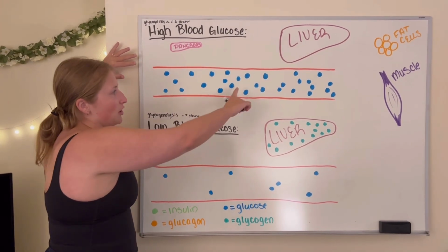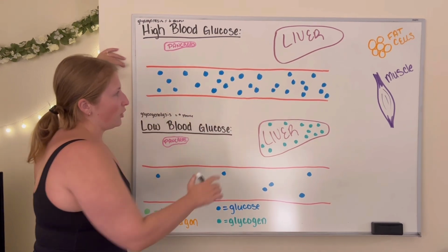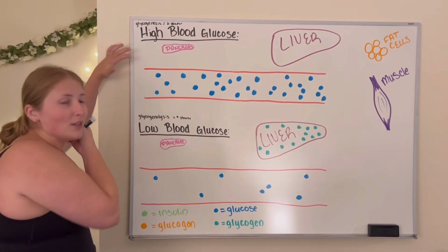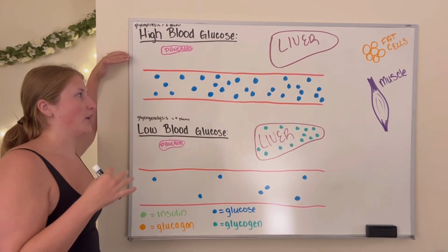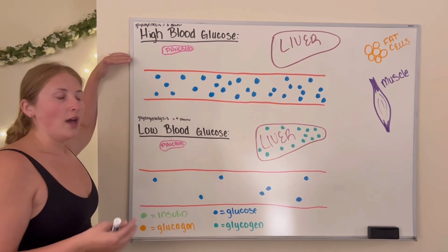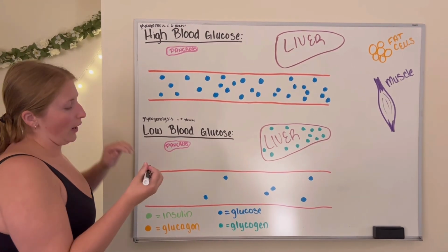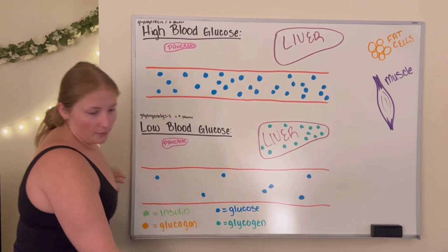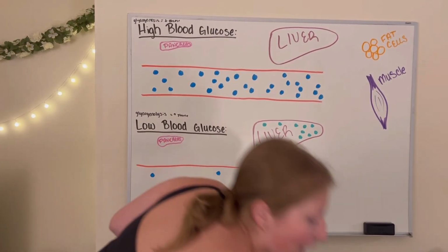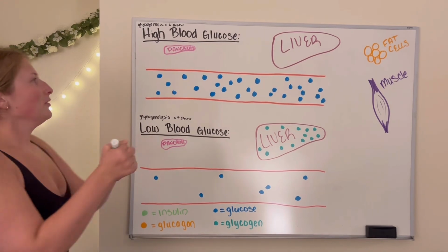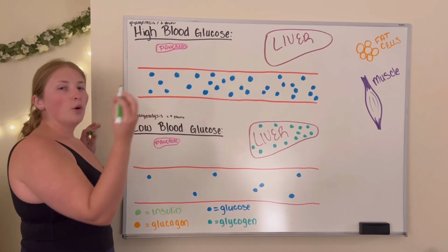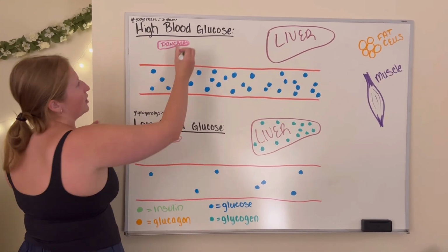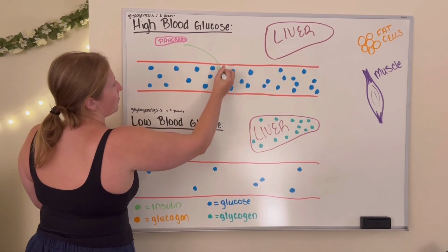So I've demonstrated the glucose molecules in this light blue color within the blood vessel. And when the body recognizes that we have too much blood glucose circulating in our body, then it will stimulate our pancreas to secrete insulin, which I'm going to demonstrate in this light green color. So the pancreas will secrete this insulin into the bloodstream.